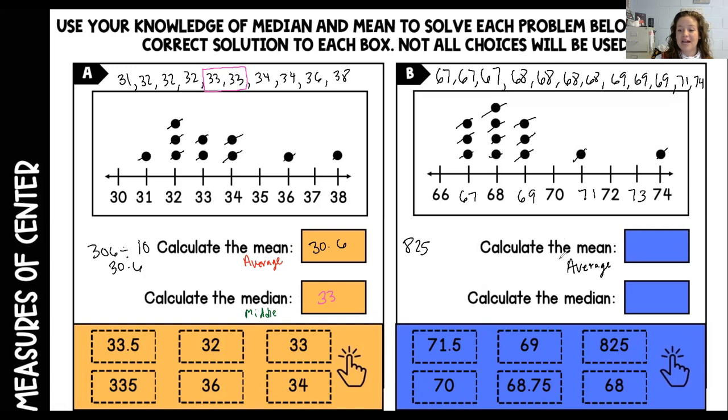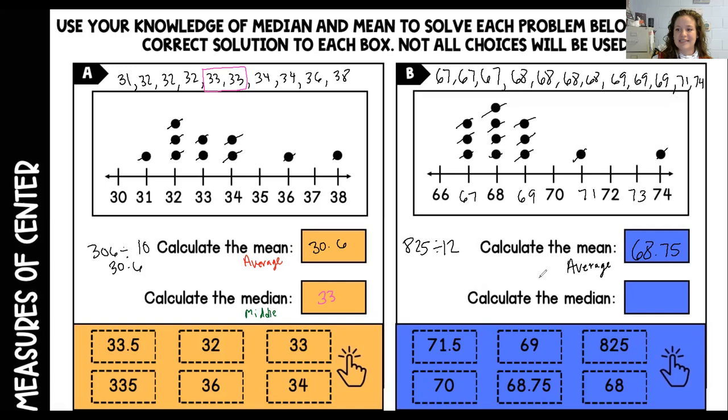Okay, and then we've got to divide by that total number. So how many total numbers do I have there? 1, 2, 3, 4, 5, 6, 7, 8, 9, 10, 11, and 12. So we're going to divide by 12. And we get 68 and 75 hundredths.